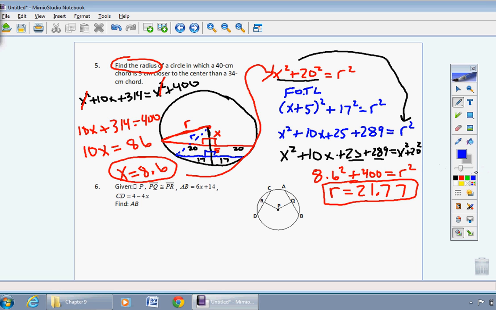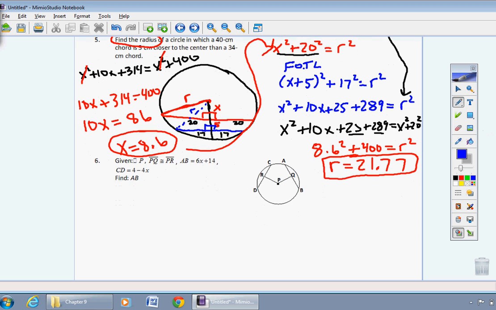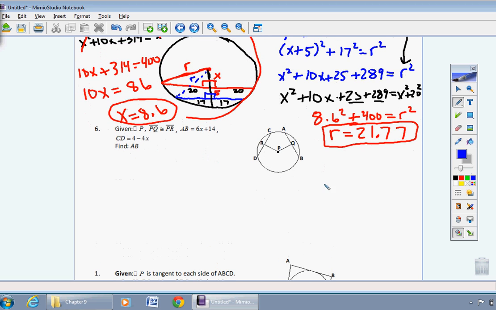Any questions on that one? It's a tough problem. If you have any questions, let me know tomorrow. Last one we're going to do for right now is number 6 here. Again, that should say circle P.